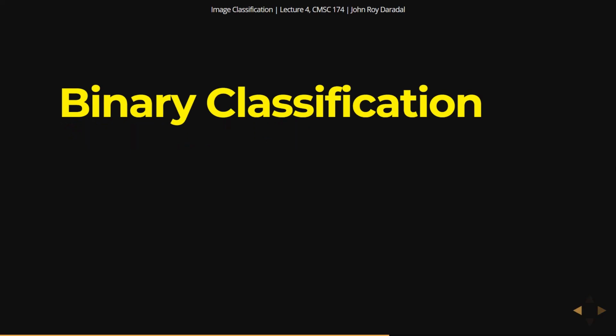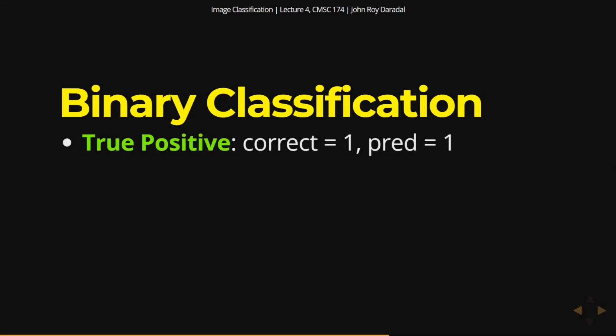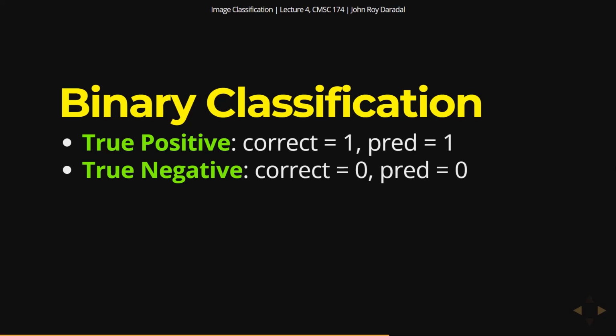Okay, now in binary classification, since we only have two classes, right? It's either this or that. So it's either the positive or the negative. So it's either 1 or 0. So in binary classification, we usually have 4 results in evaluation. You have the true positive. That means that the correct answer is 1 or positive, and the predicted label is also 1, which is also positive. Then you have the true negative, wherein the correct answer is 0 or negative, and the predicted answer is also negative. So we want these two. We want true positives and true negatives.